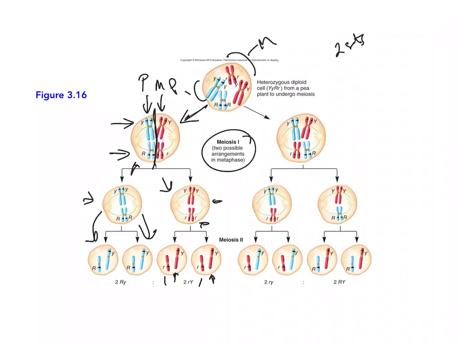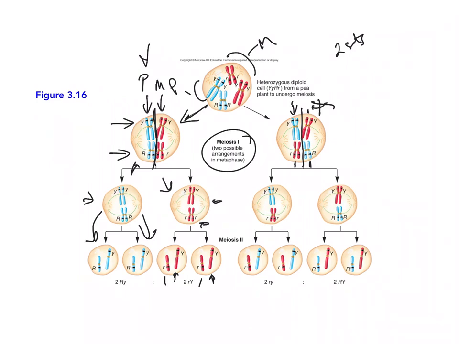Now, since we have two sets of chromosomes, there are two possible arrangements of these chromosomes along that metaphase plate. We've seen one where the paternal and maternal are all aligned. That does not have to always happen that way. You could also get this scenario over here where we've got a mix: one paternal and one maternal, and one paternal and one maternal on the opposite side of that metaphase plate.